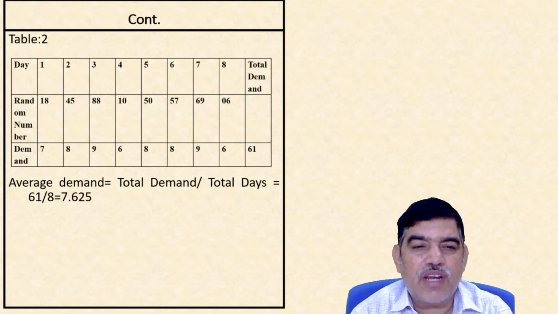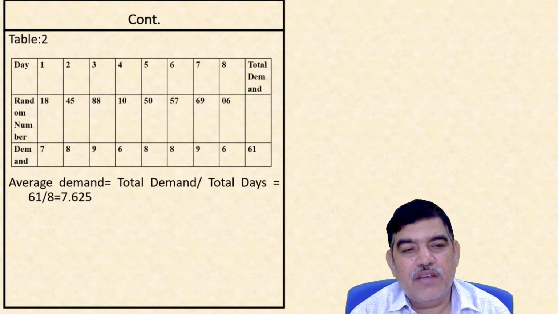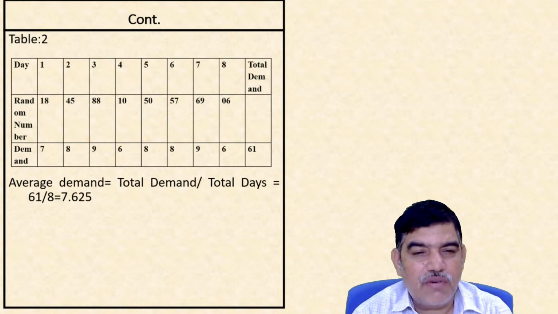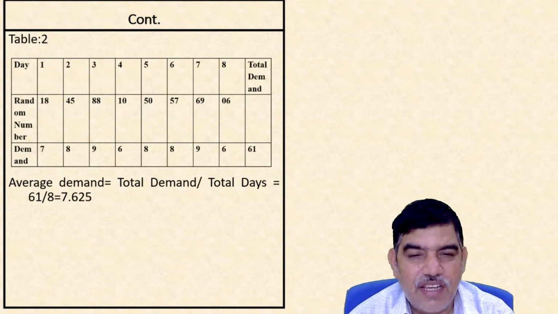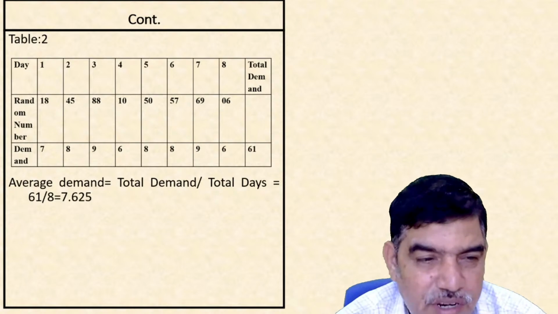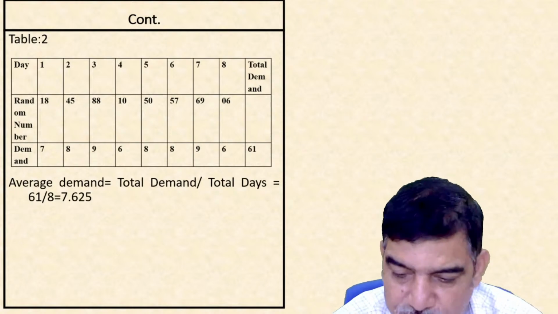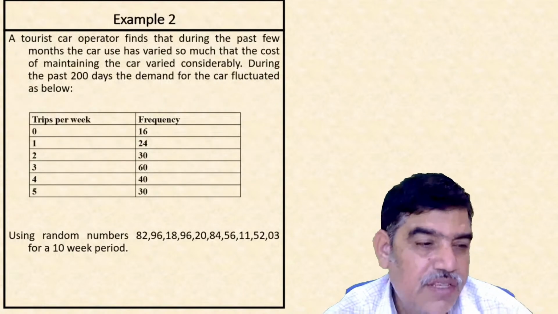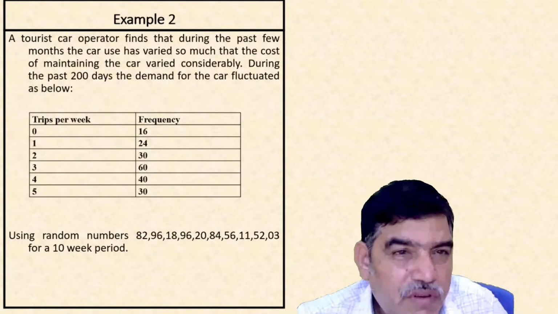Now what is the total demand? If we add 7 plus 8 plus 9 plus 6 plus 8 plus 8 plus 9 plus 6, that becomes 61. So average demand equals total demand divided by total days. What is the total demand? That is 61. 61 divided by 8, so it becomes 7.625. So this is example 1. Similarly, one more example we discuss here.